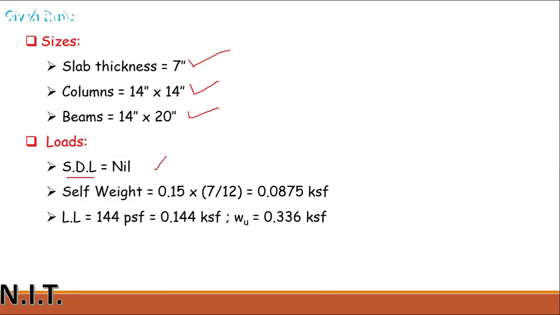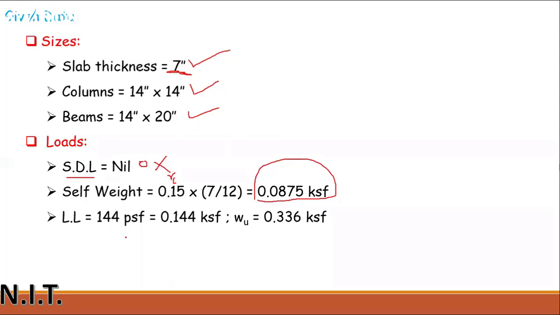Superimposed dead load is, there is no superimposed dead load, meaning there is no layer of mud, no layer of tile. So that's why it equals 0, or it can be said that it is nil. Self weight, as I told you, of any member can be calculated by 0.15, the gamma concrete, multiplied by the thickness, which gives you the self weight, the self dead load of the slab. And live load, which is given to you, is 144 PSF.